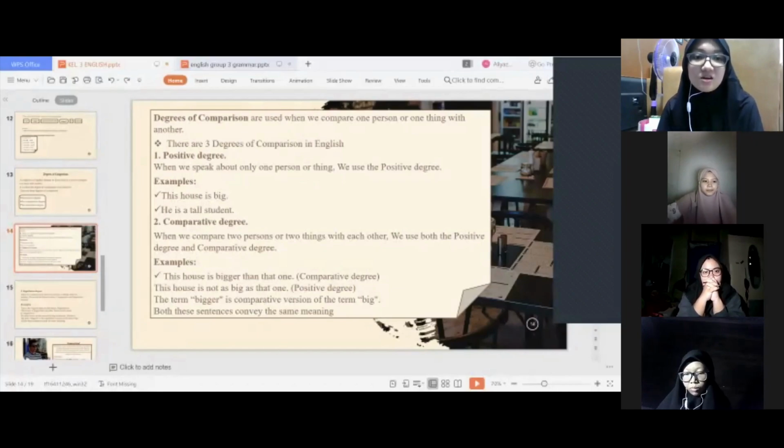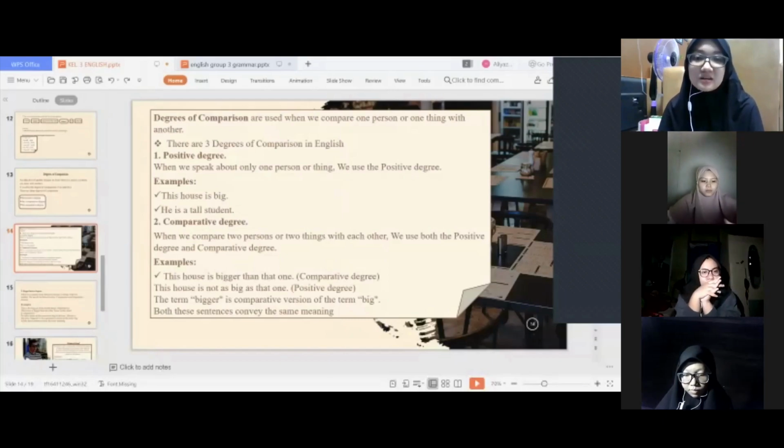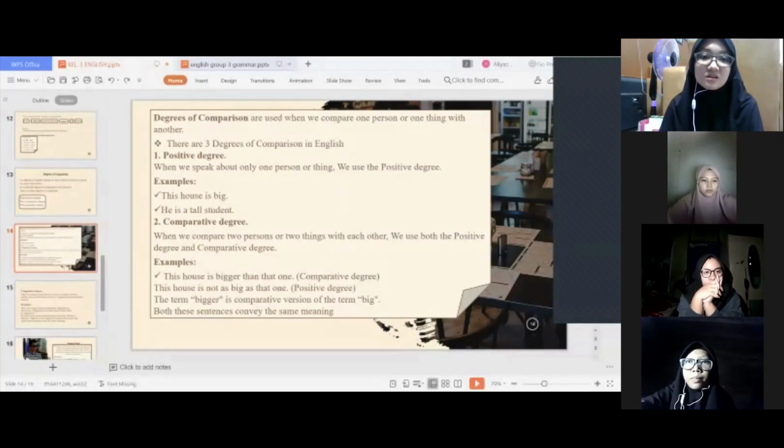And second, comparative degree. When we compare two persons or two things with each other, we use both the positive degree and comparative degree. For example, this house is bigger than that one. This is the comparative degree one. And this house is not as big as that one. And this is the positive degree one. The term bigger is the comparative version of the term big. Both sentences convey the same meaning.